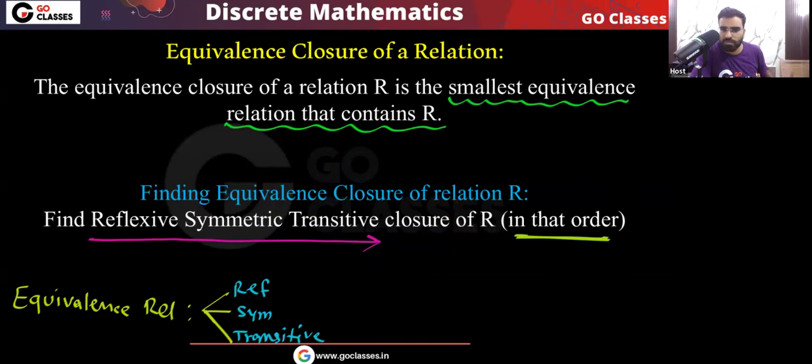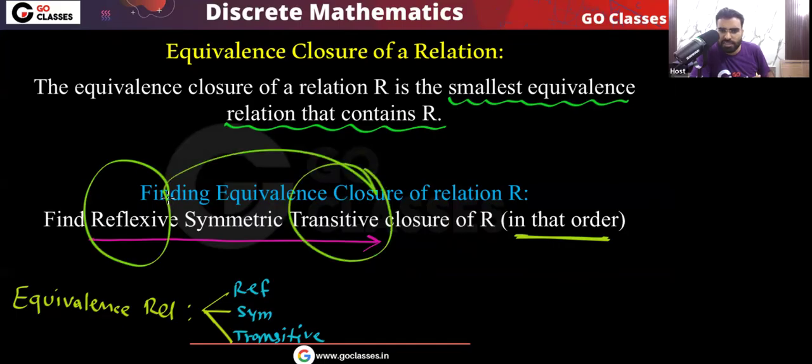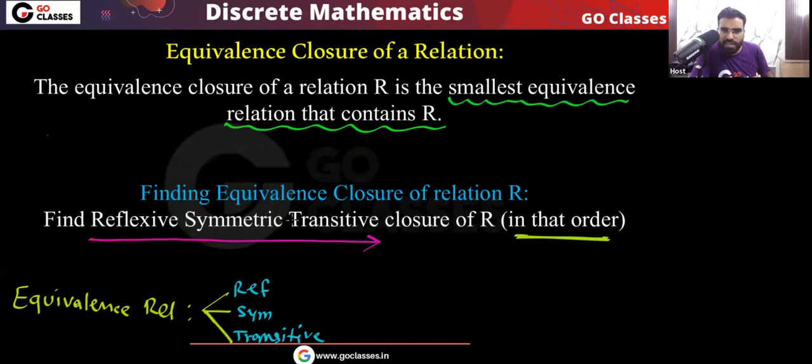I hope you understood. Now you might be thinking, can we change this order? For example, can we first find the reflexive closure, then we can find the transitive closure, then we can find the symmetric closure? Can we change this order of reflexive, symmetric, transitive? If I change it, will I get equivalence closure of relation R? You might be thinking, yes or no.